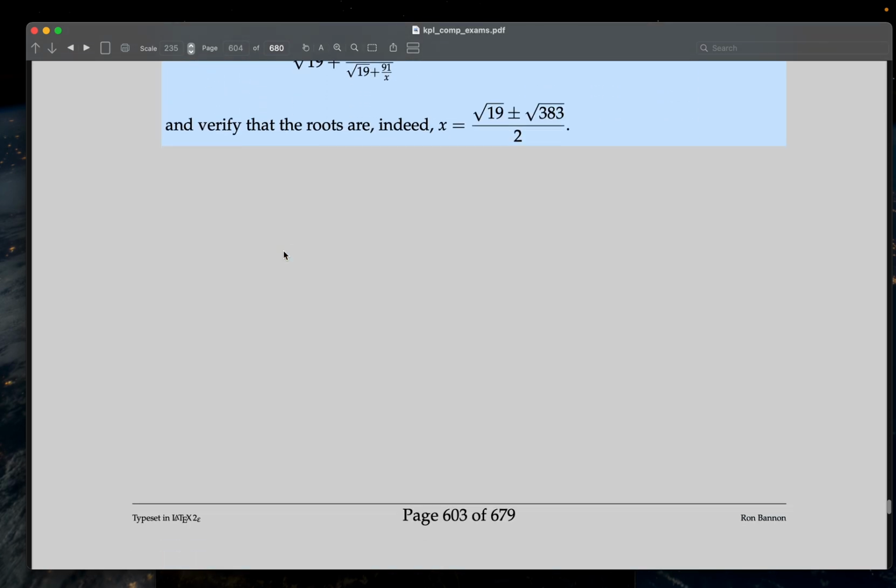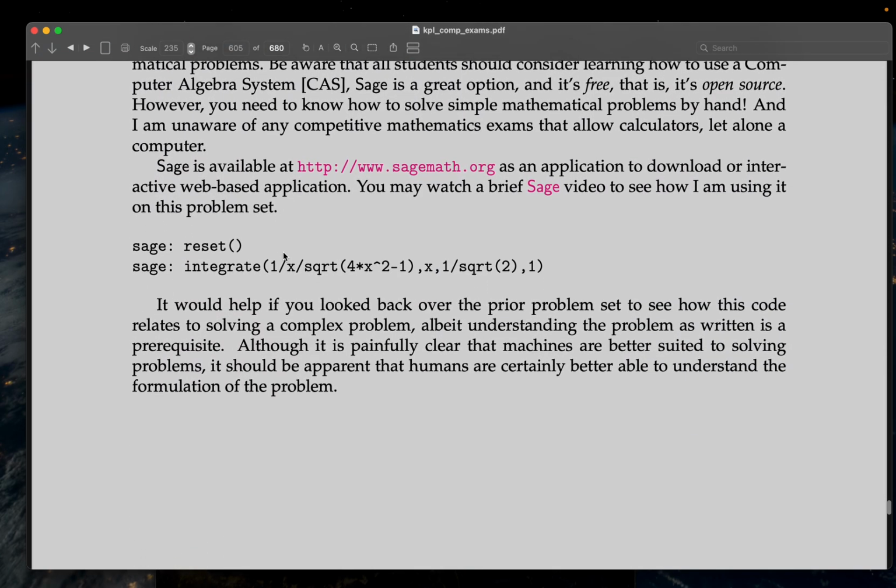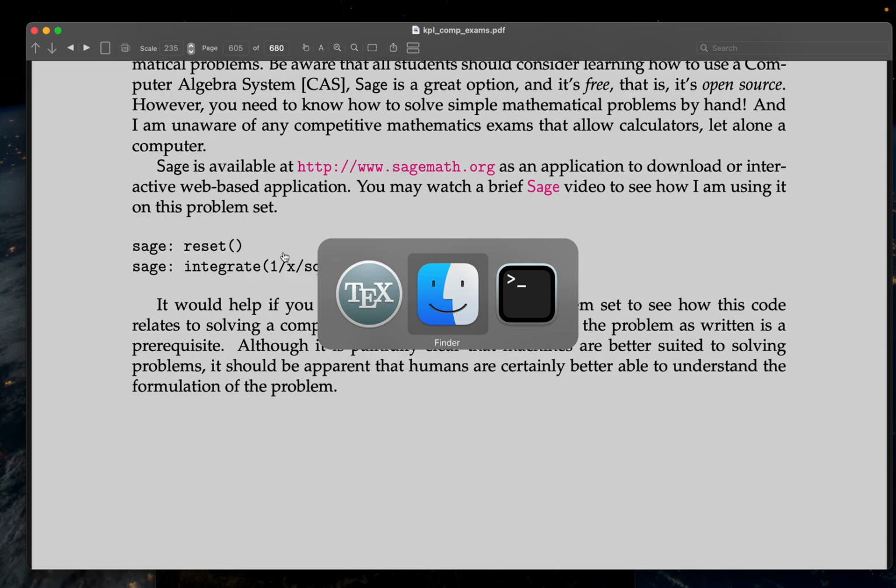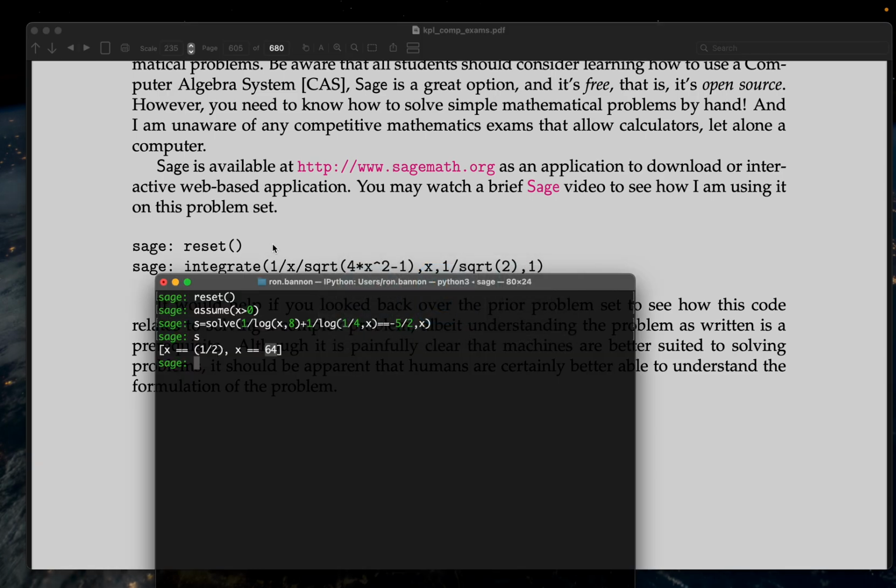All right, so what I'm going to get to is using Sage, and we'll go back over this in a second. So I'm going to go to Sage, and I'm going to clear the screen again, and reset, and then integrate. And what are we integrating? I'm going to just type this in. We'll look at the notes in a second, by the way. It looks like 1 over x times the square root of 4x squared minus 1, with respect to x, and the limits of integration go from 1 over the square root of 2 to 1.